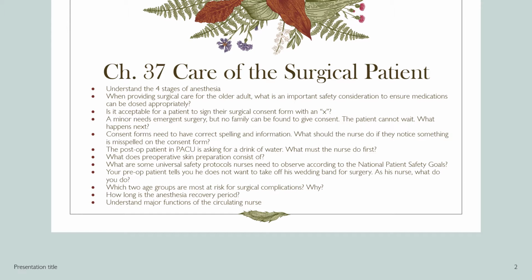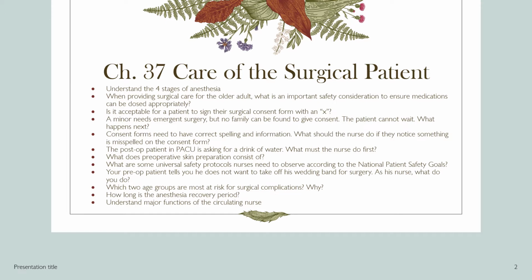A minor needs emergent surgery, but no family can be found to give consent. The patient cannot wait. What happens next? We're also going to find that answer on page 753. If emergency surgery is needed and the patient is not conscious or able to give consent, immediate family is contacted. Telephone permission may be given as long as there are 2 witnesses on extension lines. If a family member cannot be found, the opinion of a second surgeon regarding the need for surgery is sought, and then the surgery may take place.